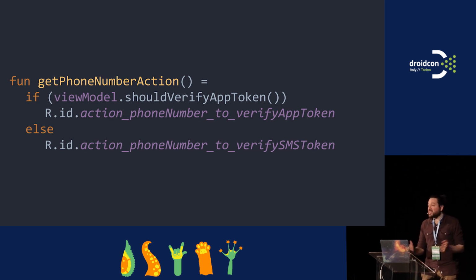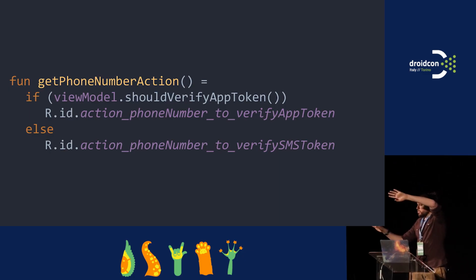And the content of this method is really simple again. In this case, we use a view model. So we ask the view model, should the user verify the app token, or should we directly go to the verify SMS token? And if the view model tells to go to the app token, we go to the app token. Otherwise, I'm so sorry, you go to the SMS token. And then you have the logic to go to the two good directions.